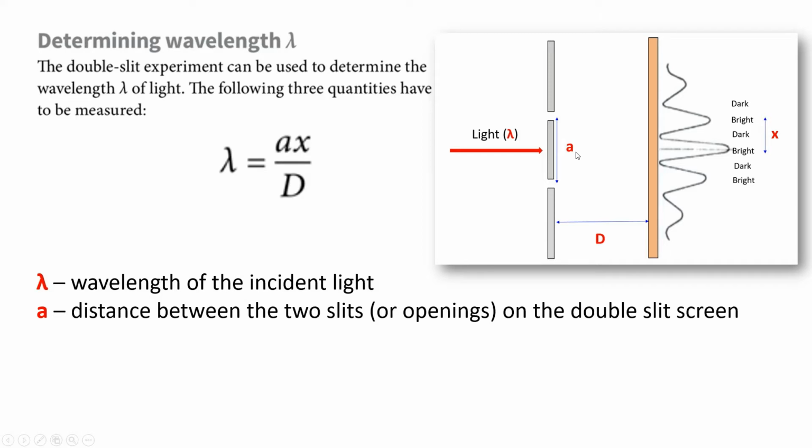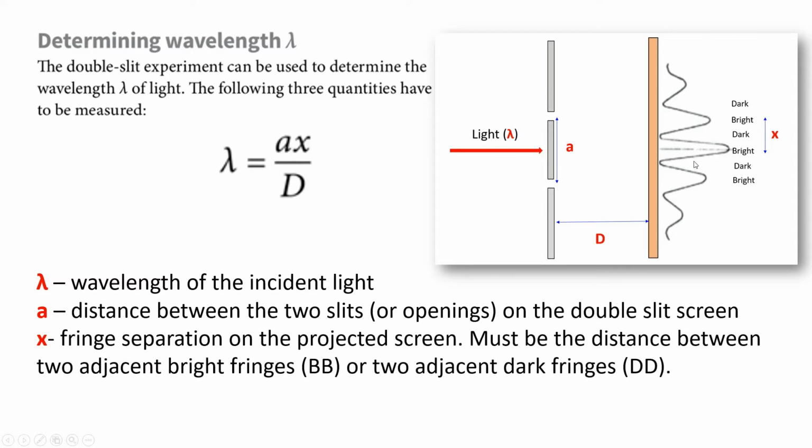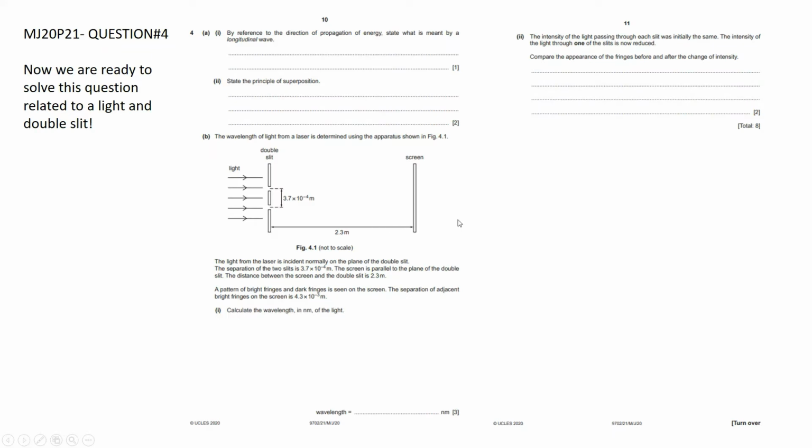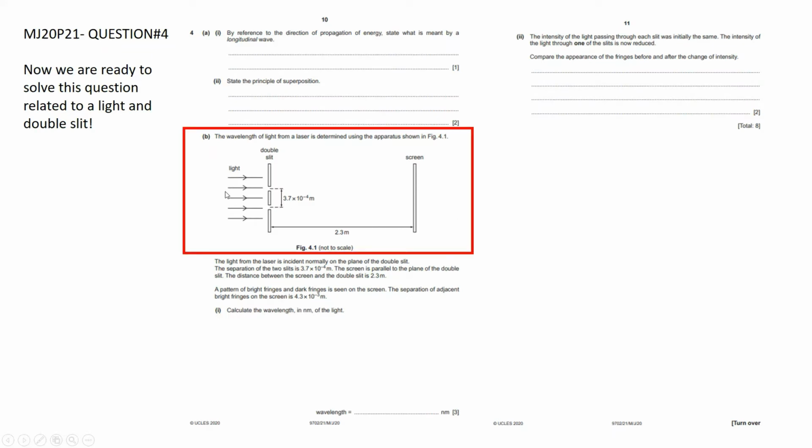or openings on the double slit screen, and x is the fringe separation on the projected screen, meaning the distance between two adjacent bright fringes or two adjacent dark fringes. And D is the distance between the double slit screen and the projected screen. So now you're ready to solve this question related to light and a double slit.